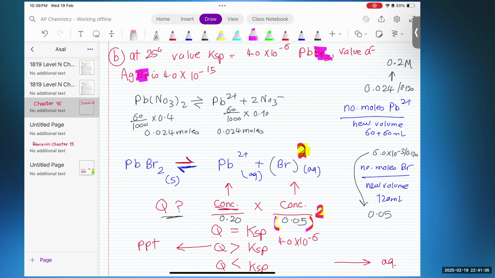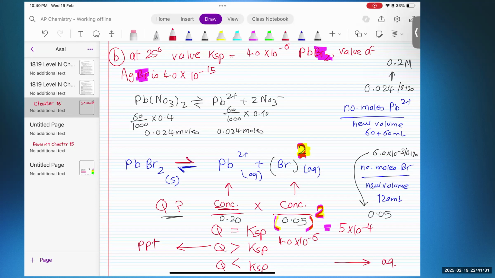So 0.05 squared multiplied by 0.20. So that's 0.0005, or 5 multiplied by 10 to the power of negative 4.